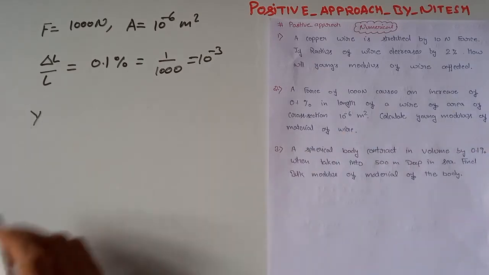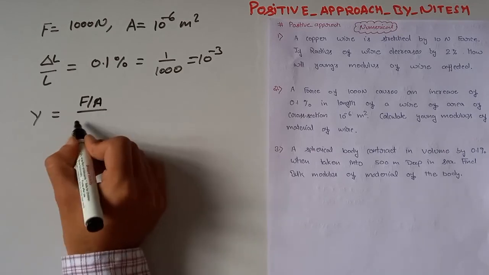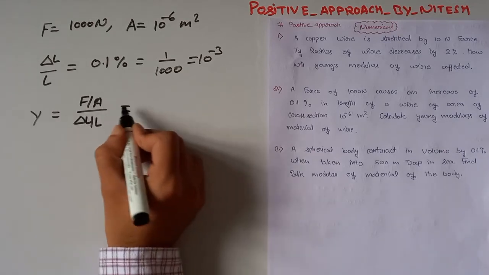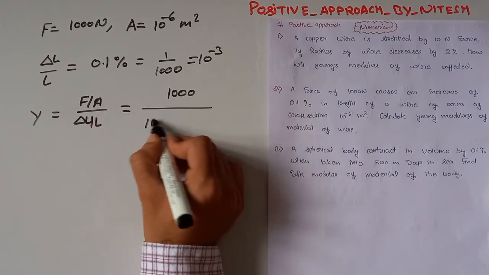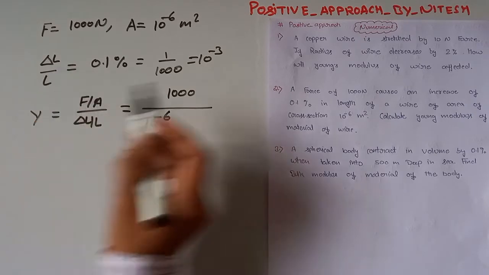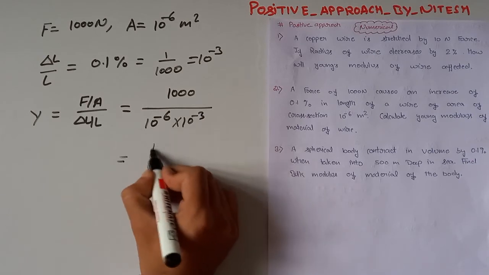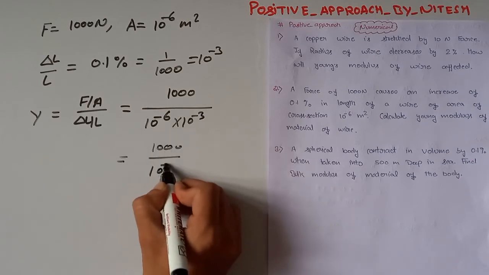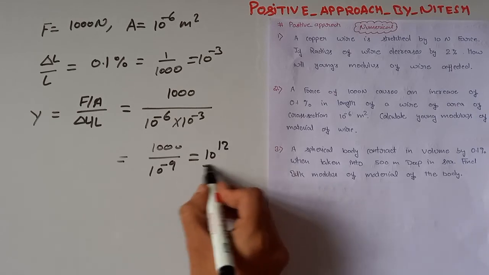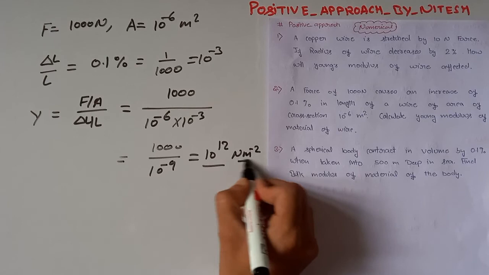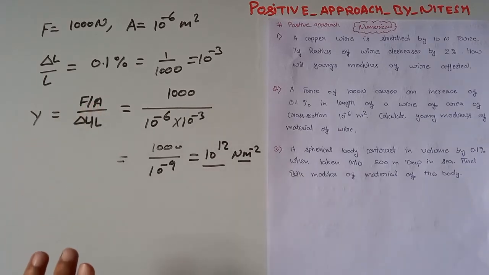We know that Young modulus is denoted by Y, which is equal to F divided by A divided by del L divided by L. That is 1000 Newton divided by area, where area is 10 raised to power minus 6, and del L divided by L is 10 raised to power minus 3, which is equal to 1000 divided by 10 raised to power minus 9, which is equal to 10 raised to power 12 Newton meter minus 2. This is the value of Young modulus. I hope this numerical is clear to you.